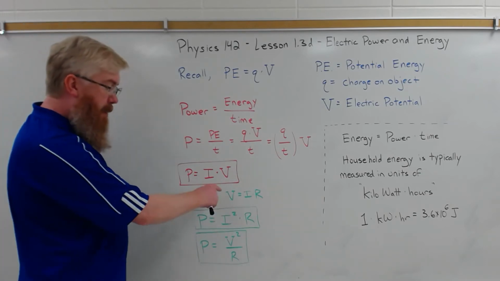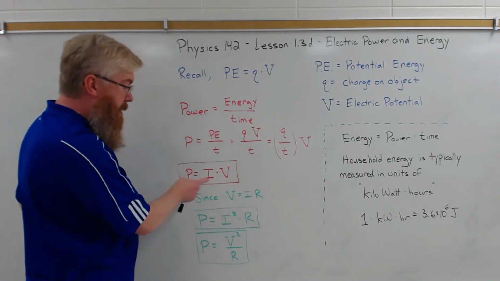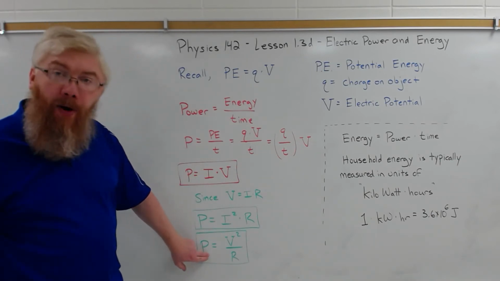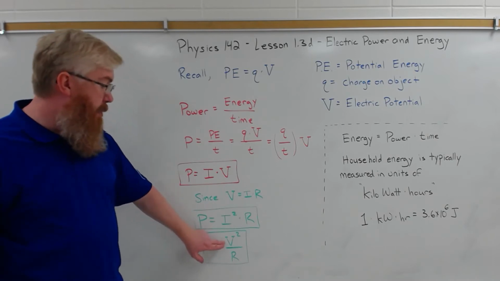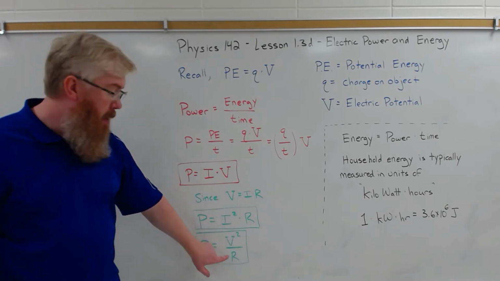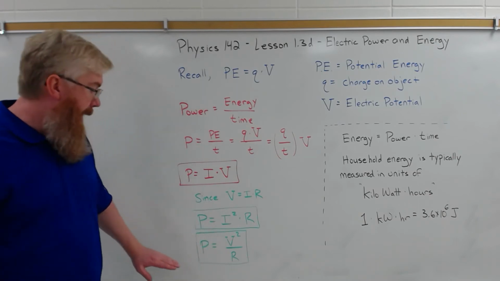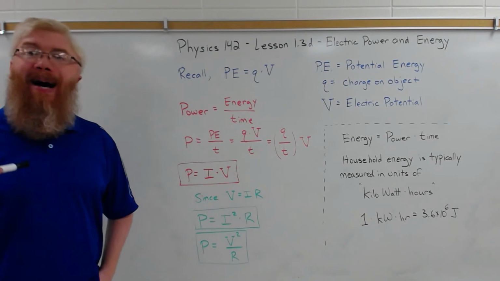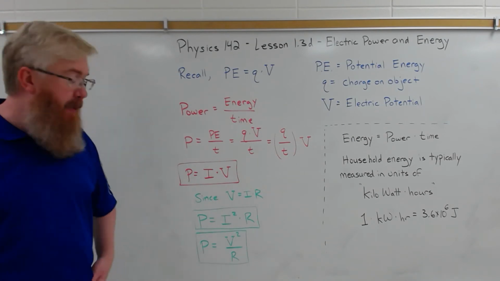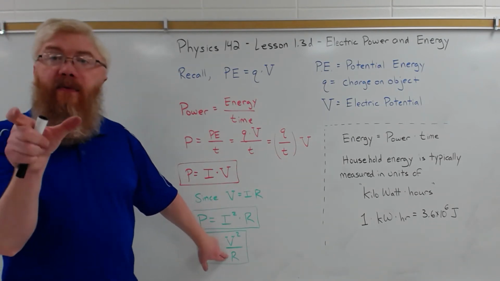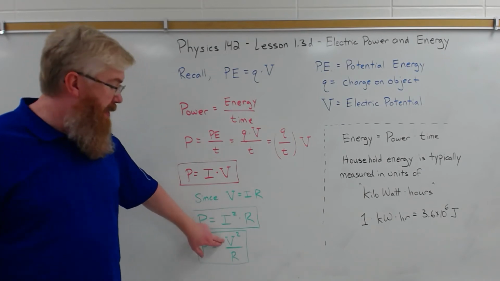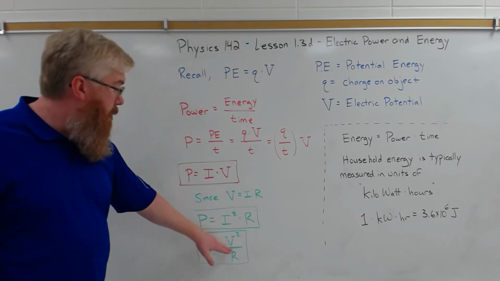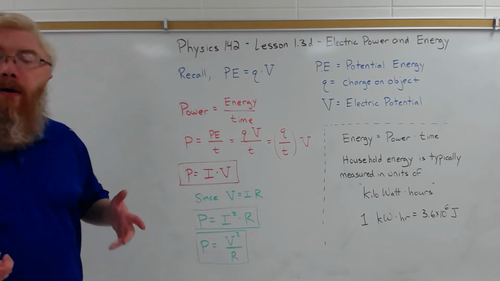Or I can solve Ohm's law for current, plug it in here, and I get that the power in an electric circuit is equal to the potential squared over the resistance value. This last one is usually the one that most people use when calculating the power in a circuit element, because the resistance value of an object is usually fixed. The potential across that object you can measure using a voltmeter very easily. So you can use this equation to figure out the power across the resistor.